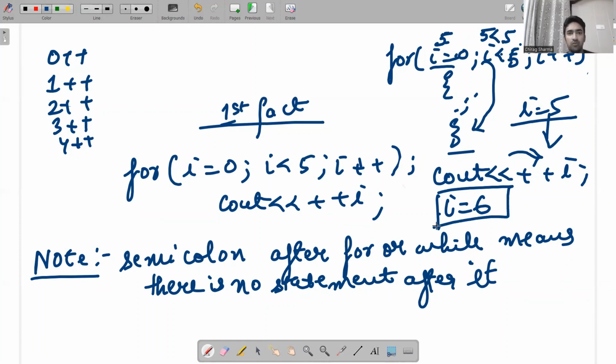So this is how a for loop behaves in one way: you can even put a semicolon after the for loop. It just signifies that there is no statement inside it. A for loop can only exit if there is a condition which is not matched. This is my very first fact. Let's move to our second fact.